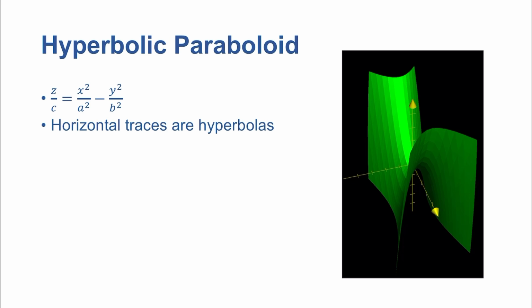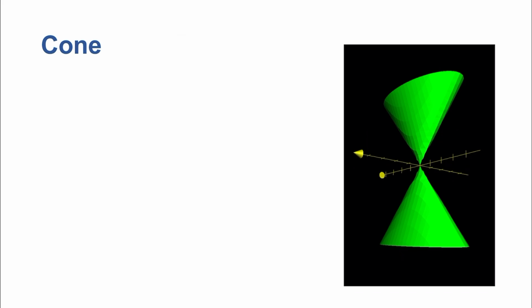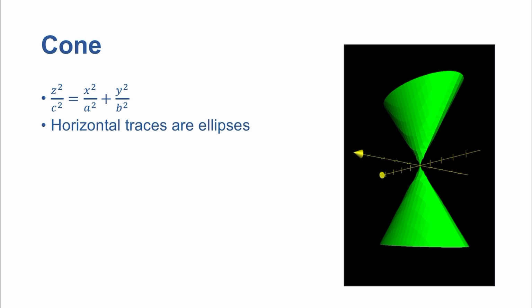So this means that if I take a cross-section that is in the xy picture, then I will have a hyperbola. And if I have a vertical trace, then I will get a parabola. Okay, now this should be fairly self-explanatory. Then we also have a cone. Now the cone is the object from which our conic sections are defined in 2 dimensions. Anyways, the equation for the cone is z squared over c squared equals x squared over a squared plus y squared over b squared. If I take a horizontal trace, then I will get an ellipse, and if I take a vertical trace, then I will get a hyperbola.